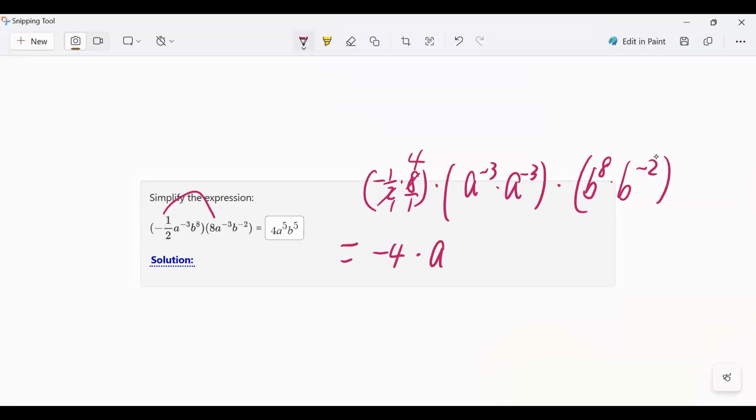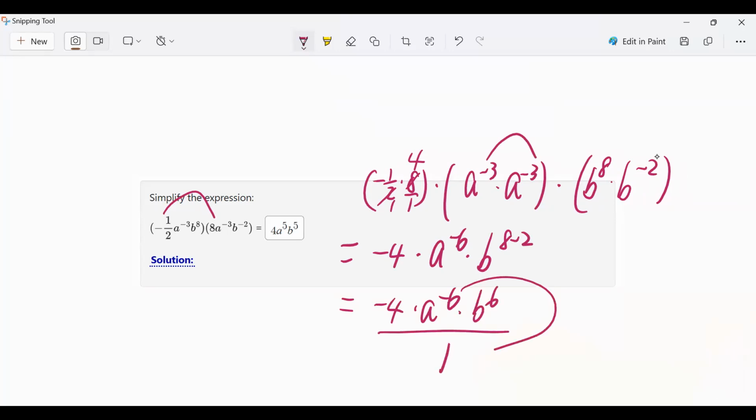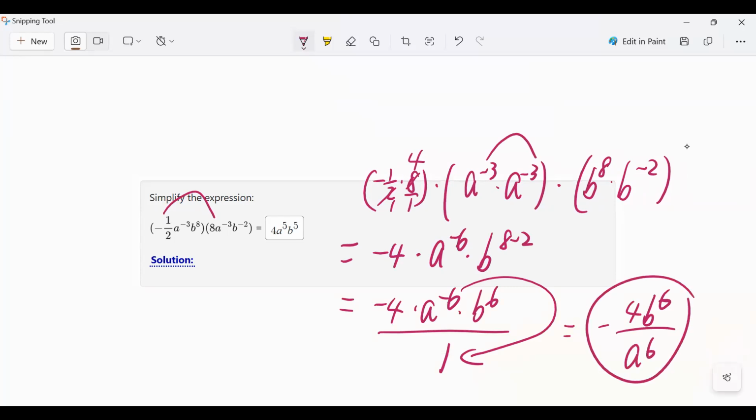And then the second one is a, combining 3 and negative 3, you get negative 6. For the b, you do a minus 2, which is 6, right? So it becomes negative 4, a to negative 6, b to the 6. Make a fraction, and then you flip this to the denominator. Becomes negative 4, b to the 6 over a to the 6. Oh, yeah, I completely went wrong. I didn't put it in the right form. Yeah, no problem. So next time, okay, cool.